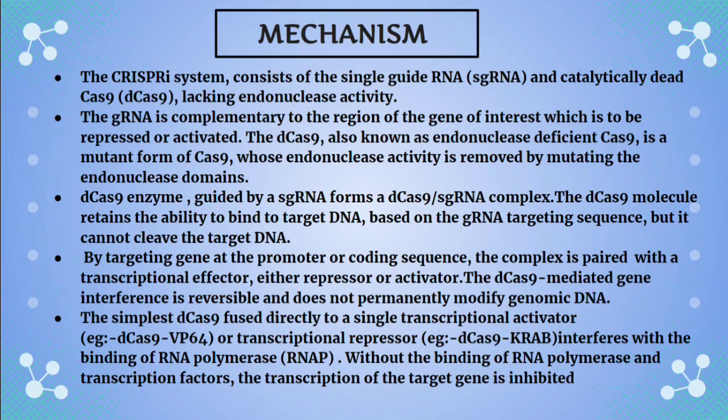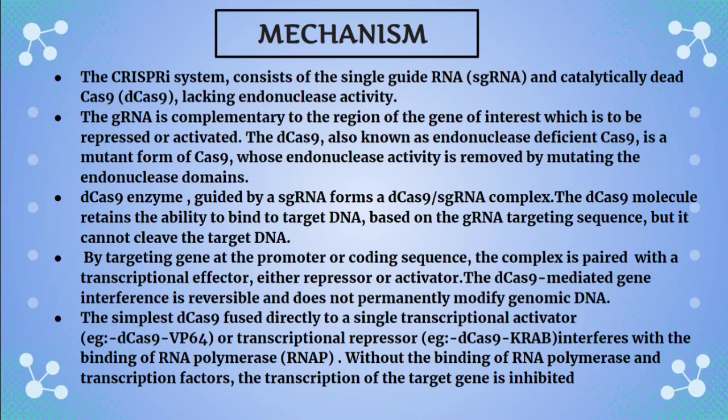So let us understand the mechanism of the CRISPR interference system. The usual CRISPR system is composed of two components, a guide RNA and a CRISPR associated endonuclease enzyme, which is Cas9. But here the CRISPR interference system consists of single guide RNA and catalytically dead or inactive Cas9, which is the D-Cas9 enzyme, lacking endonuclease activity. The guide RNA is complementary to the region of the gene of interest, which is to be repressed or activated.